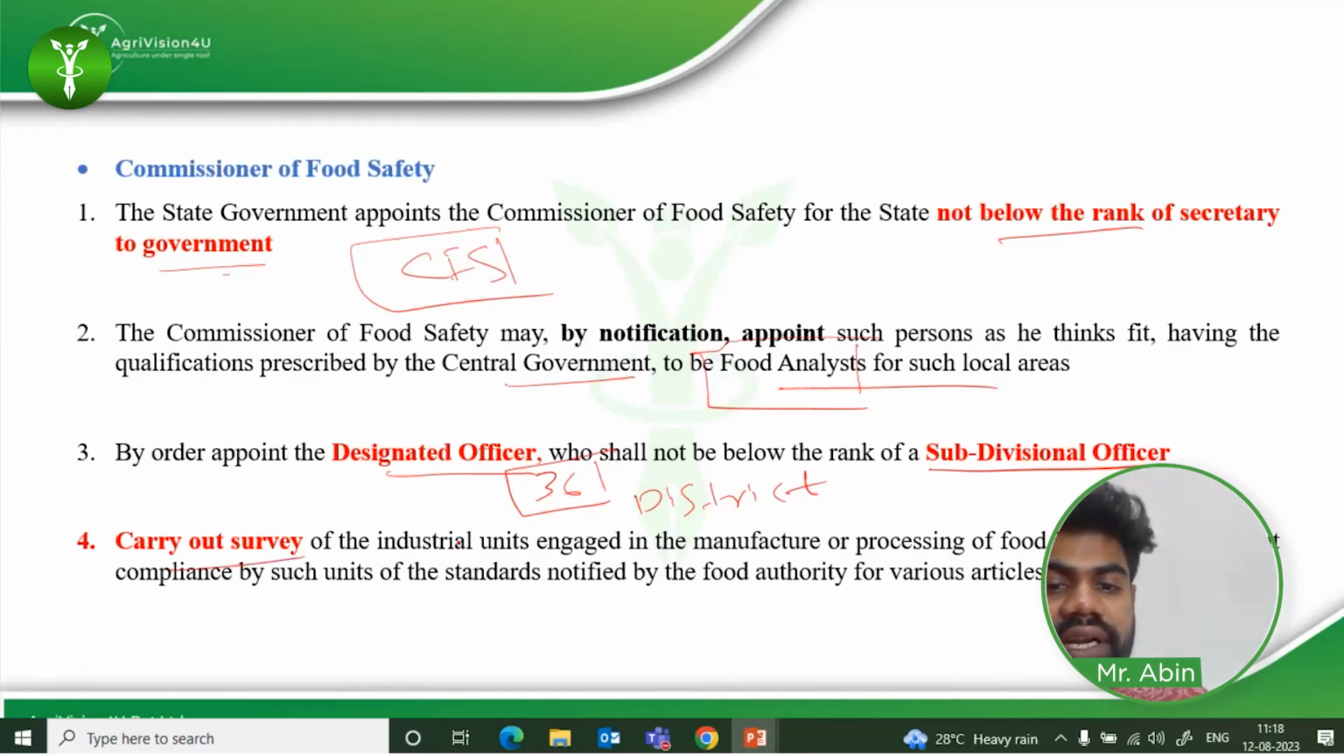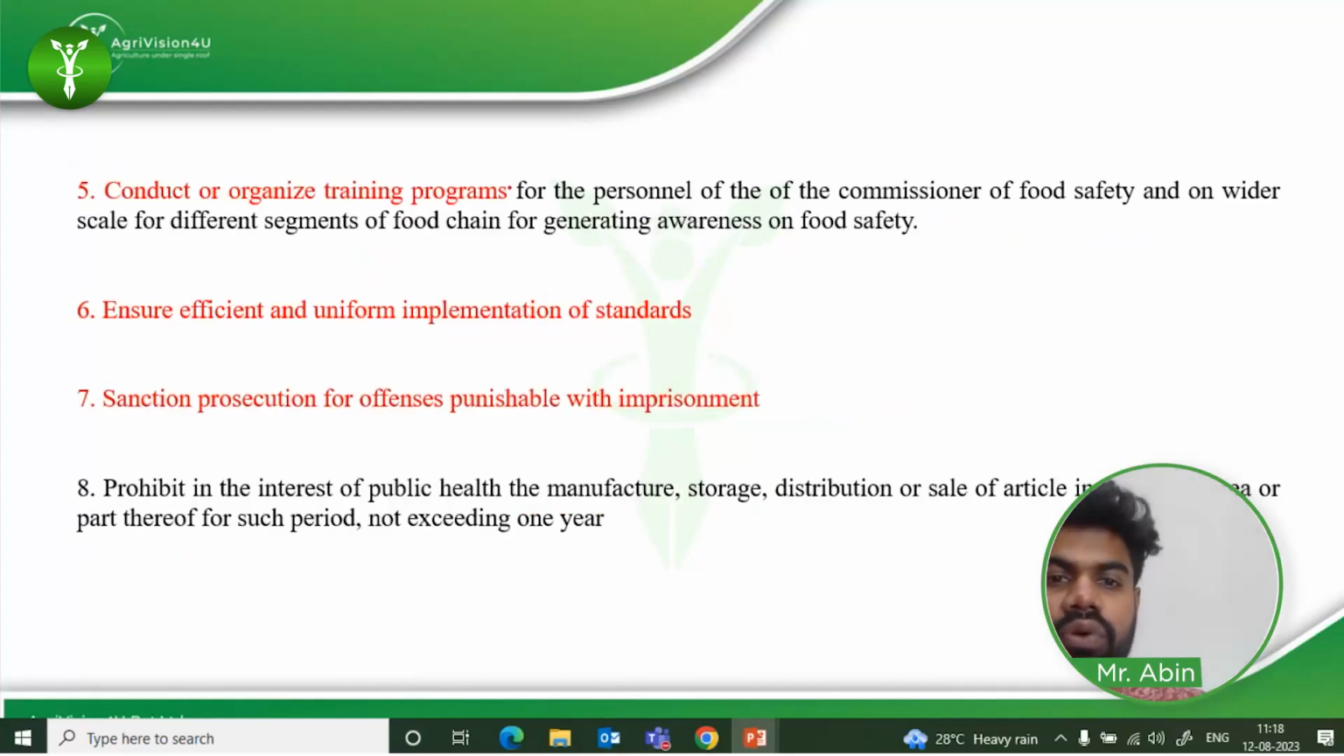Carry out a survey of industrial units engaged in manufacture or processing of food in the state to find out compliance by such units with standards notified by the Food Authority, like inspection and surveillance. This will all be headed by the Commissioner of Food Safety. Conduct or organize training programs. Important. Then efficient uniform implementation of standards. Prosecution for offenses punishable with imprisonment.